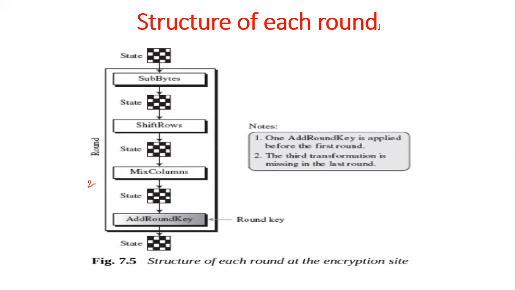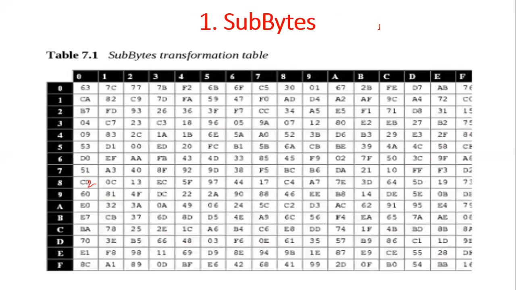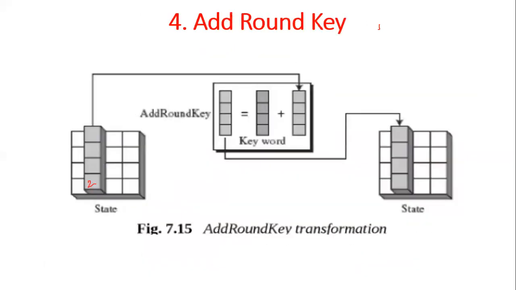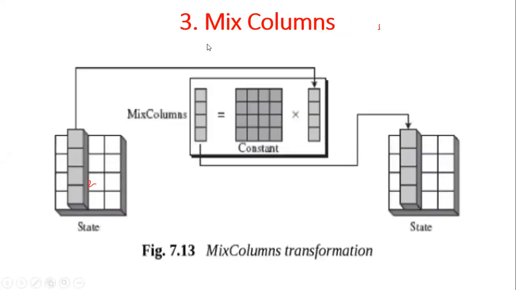In the next step, we simply multiply with a constant in a column-wise manner. In add round key, we simply add, and finally we get the output for the second round. Likewise, we perform up to the last round. But the only difference is that in the last round we don't need to perform the mix column operation.